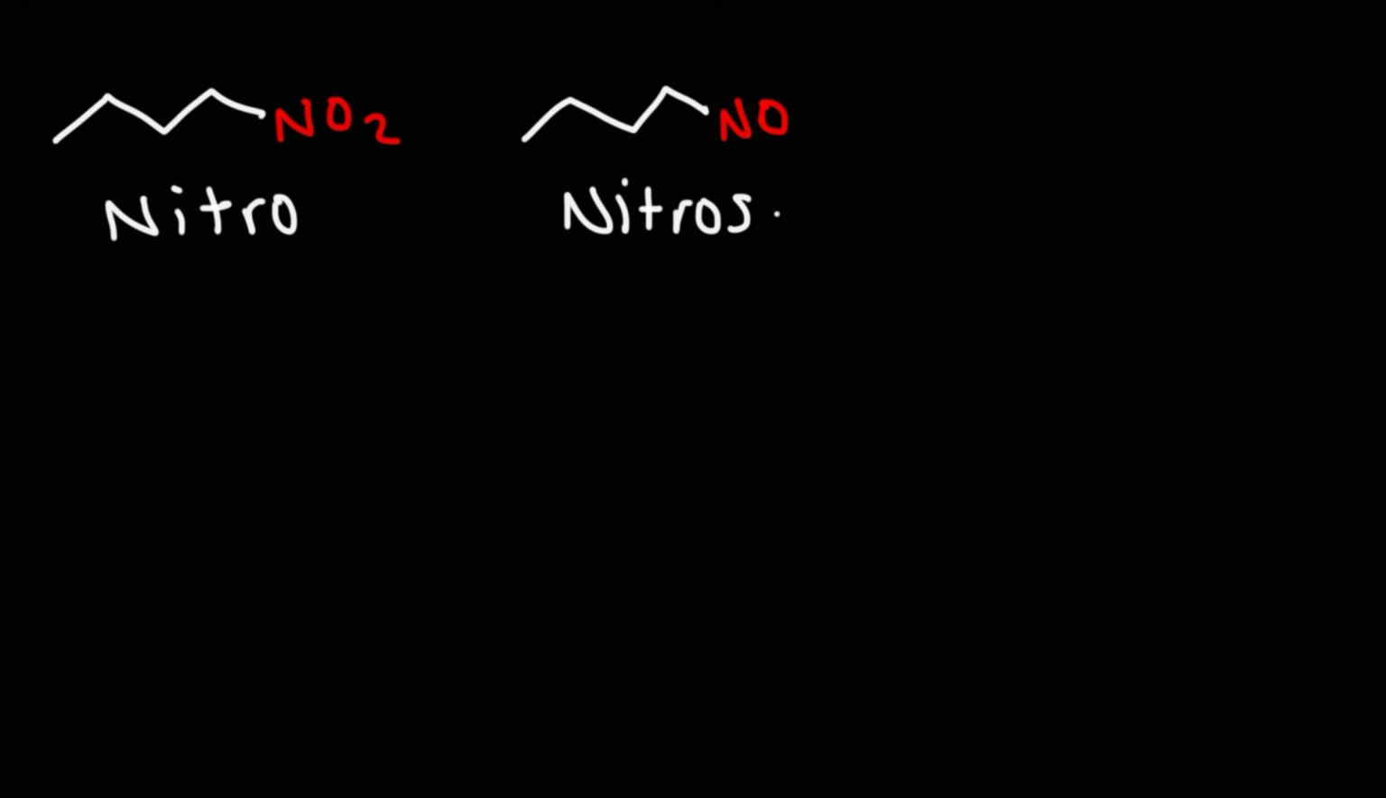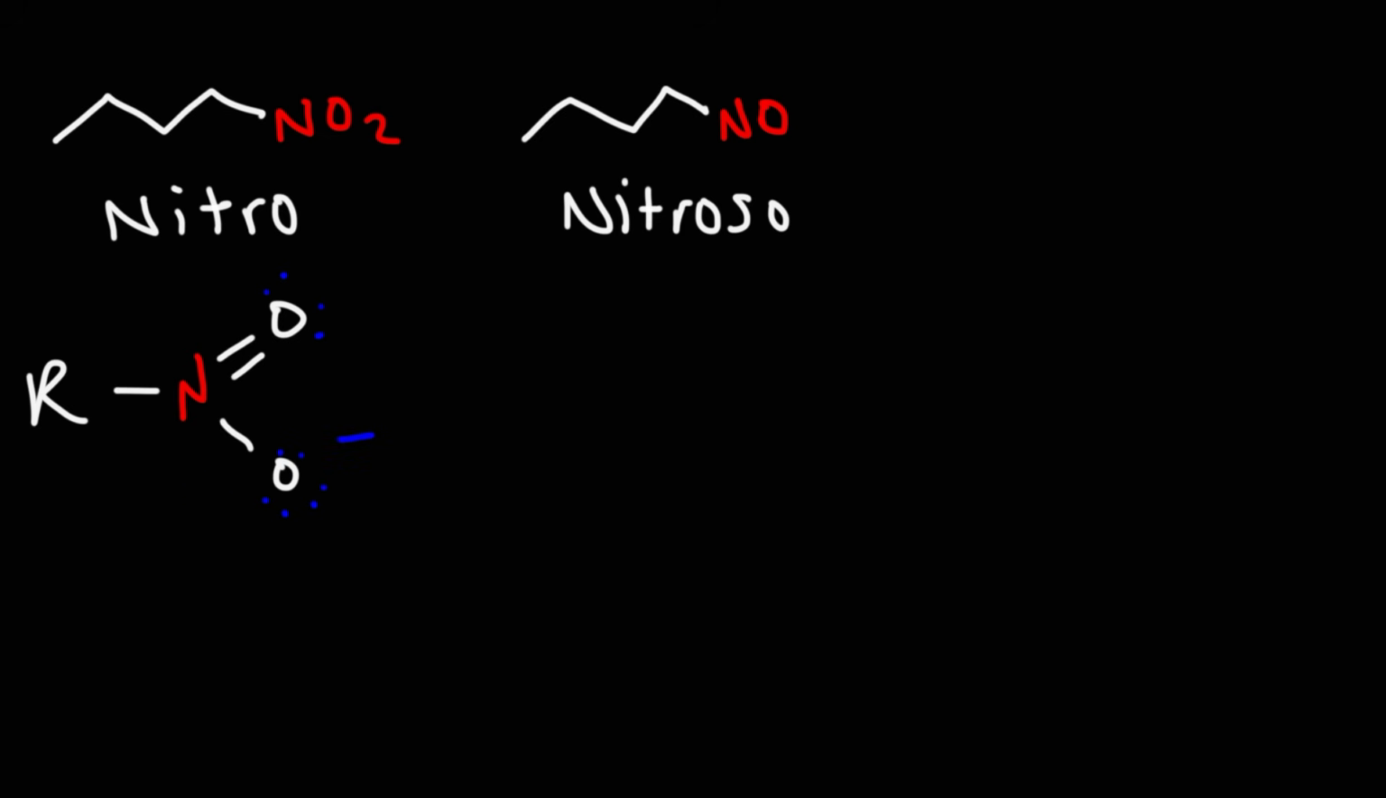Now what do you think that group is called? And let's compare it with this one. So with the NO2 group attached to a carbon chain, that's the nitro group. If it's NO, this is the nitroso group. So this is how the nitro group looks. It's an R with a nitrogen attached to a double bonded oxygen and a single bonded oxygen.